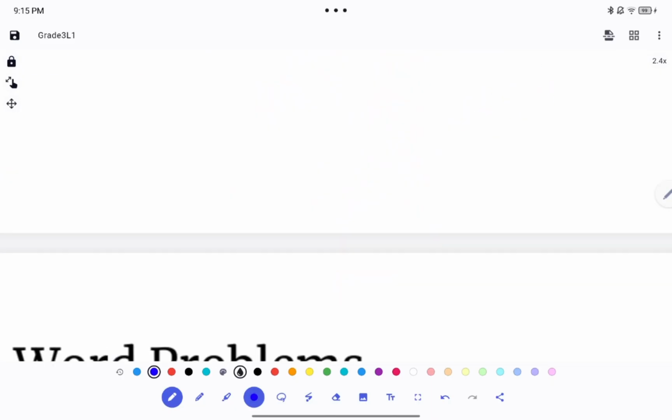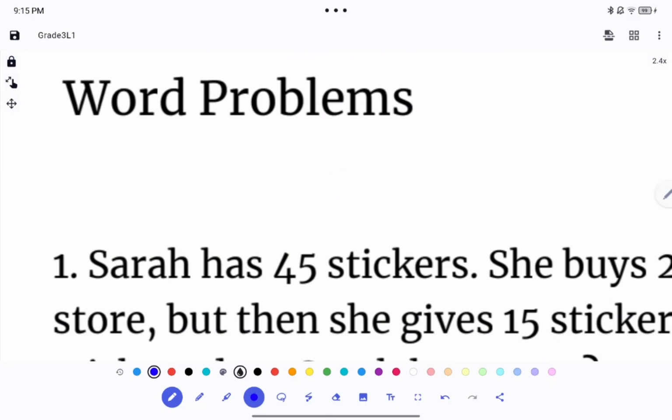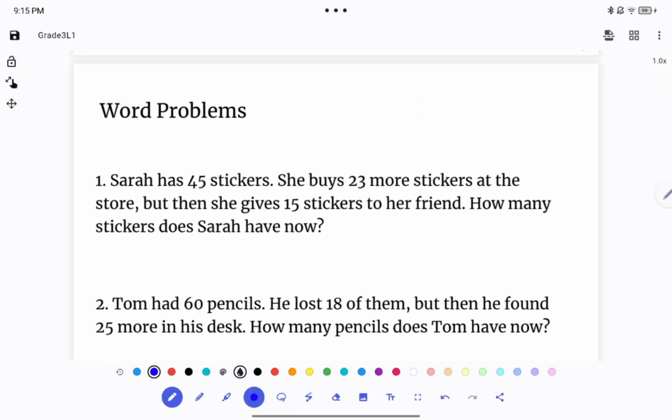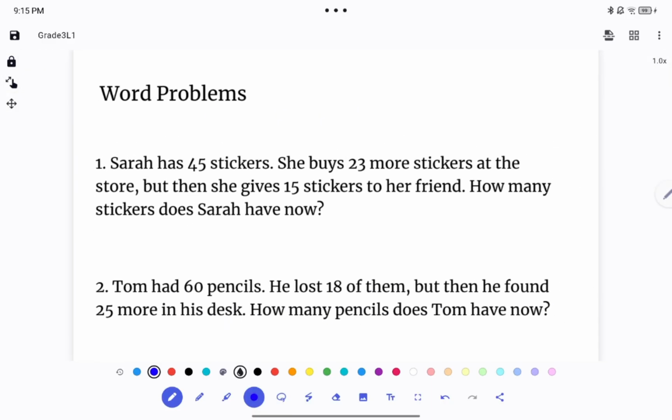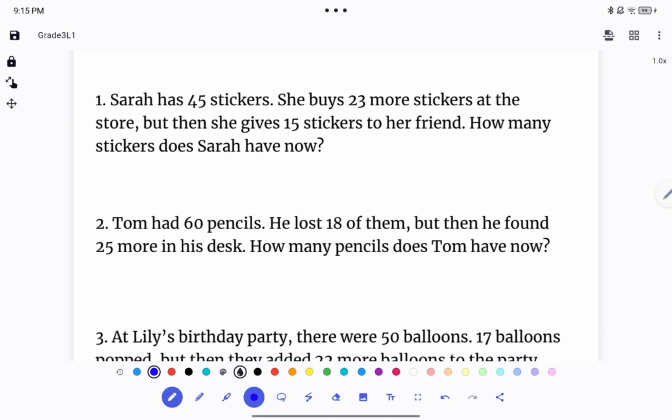Easy enough. Alright, word problems. Here's the tricky part. You gotta do English and math at the same time. Alright, so Sarah has 45 stickers. She buys 23 more, notice this word more, stickers at the store. But then she gives 15 stickers to her friend. And notice how she gives them away. How many stickers does Sarah have now?